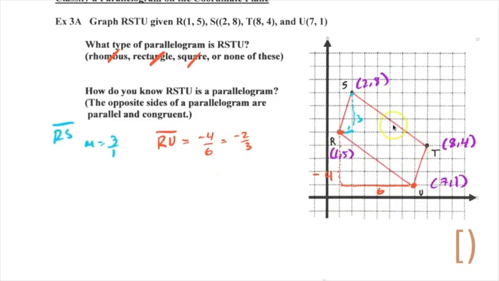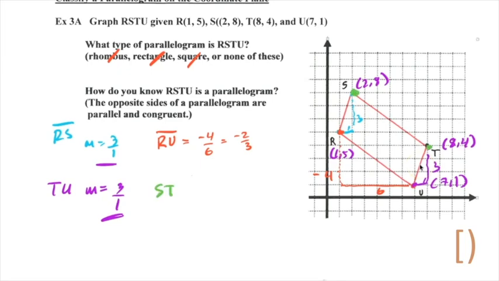Let's find the slope of these two and show if they match. So let's do TU now on the slope. That's this one and this one. So over 1, up 3. So slope is 3 over 1. Hey, these match. These guys are parallel. And then let's do the other side. We haven't done S to T yet.